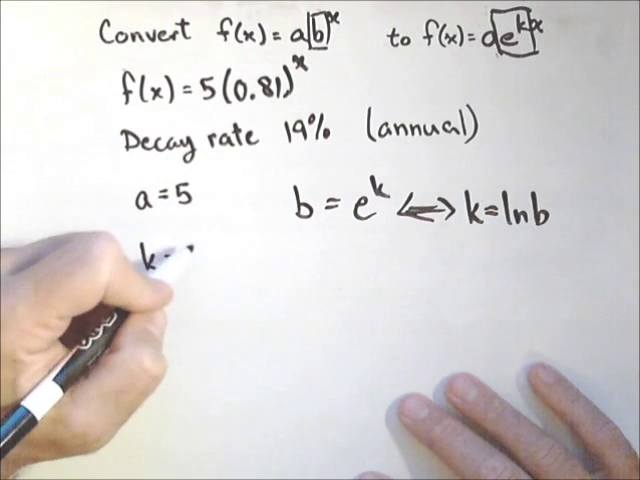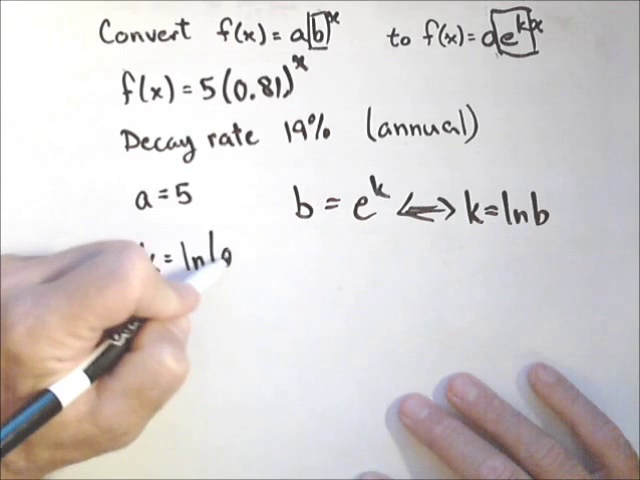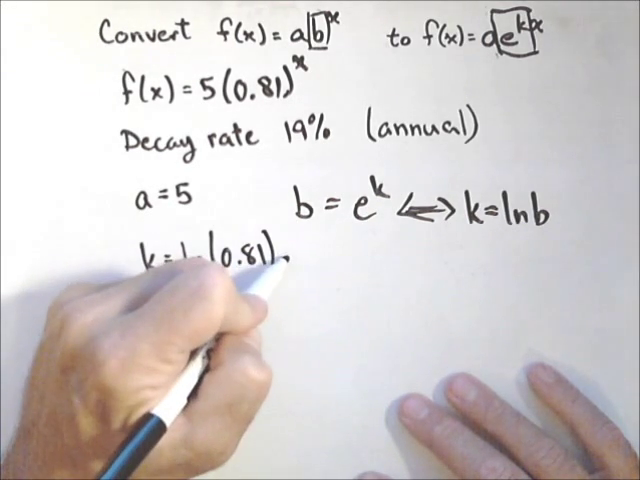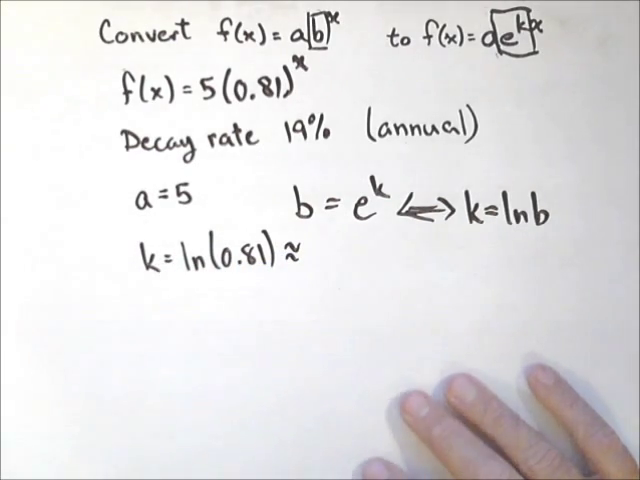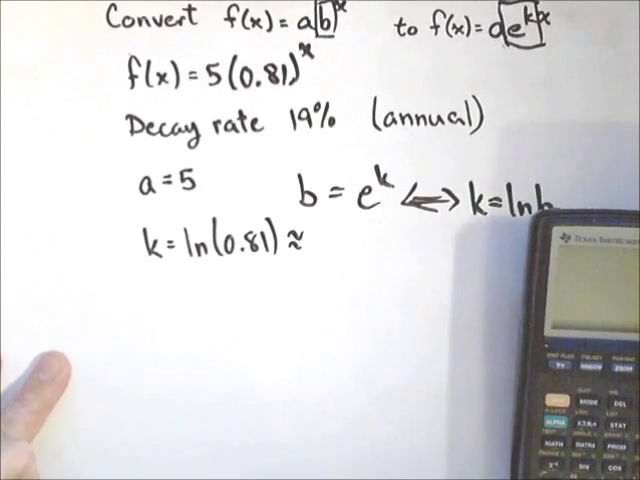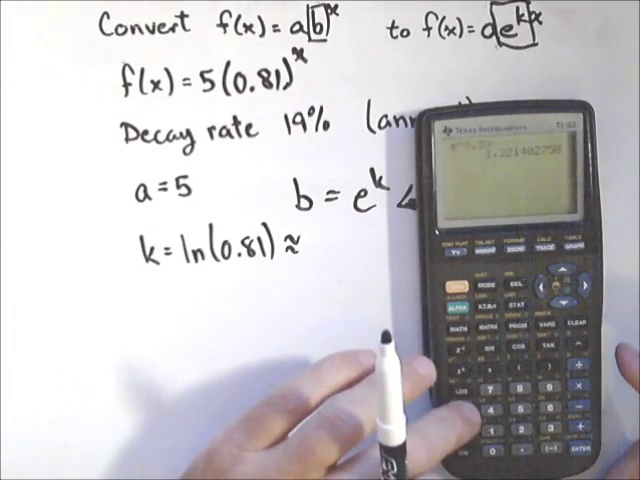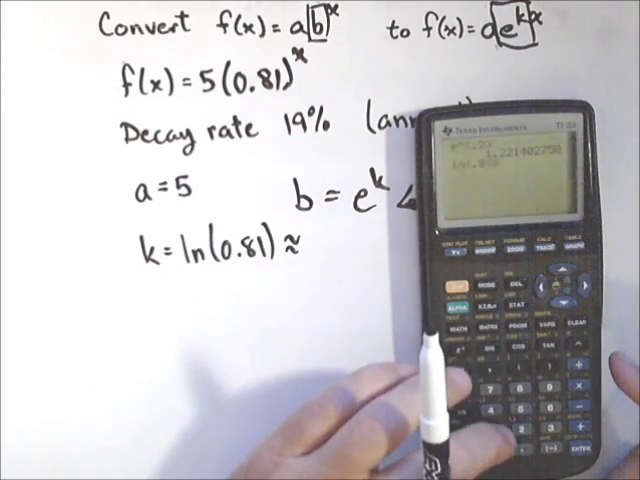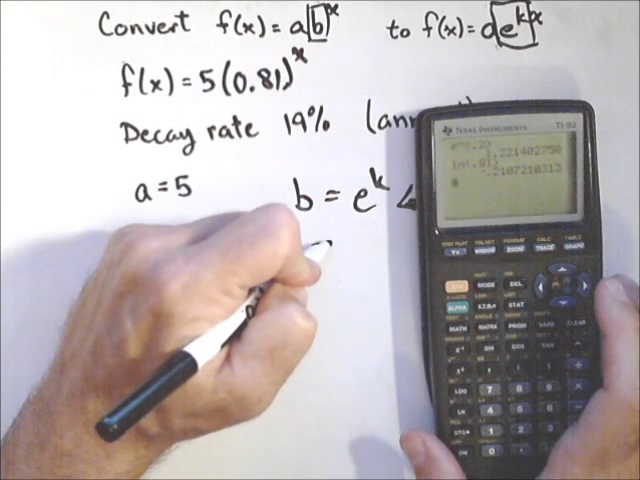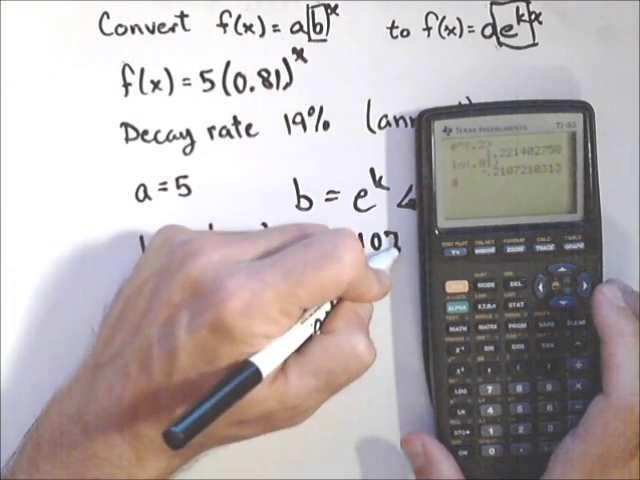We know that b is 0.81. So k is equal to the natural log of 0.81, which, if we use our calculator to help us out here, we can do the natural log of 0.81, and we get roughly, notice it's negative, we'll talk about that in a second, negative 0.2107.